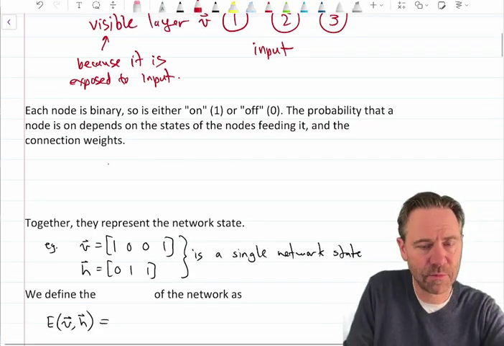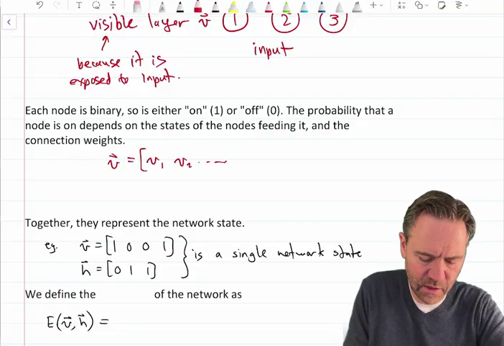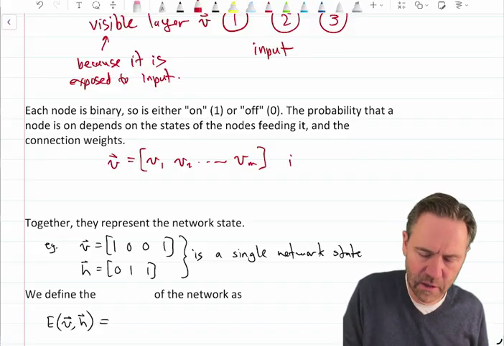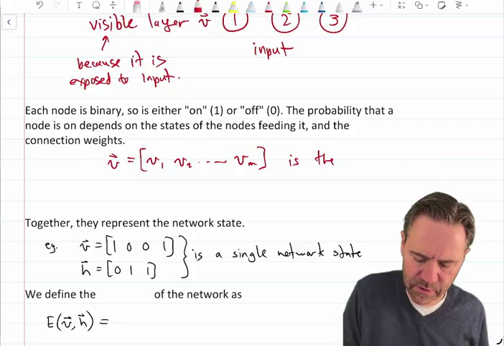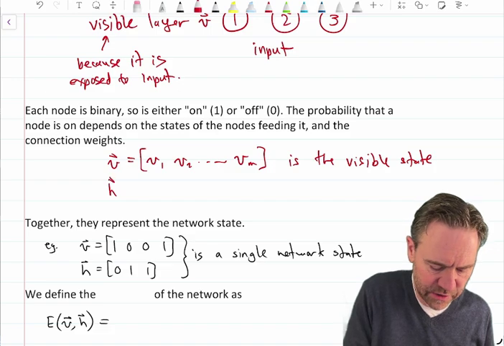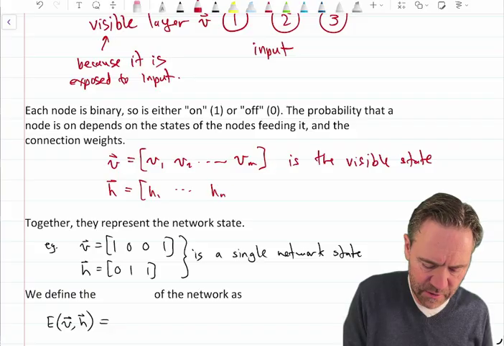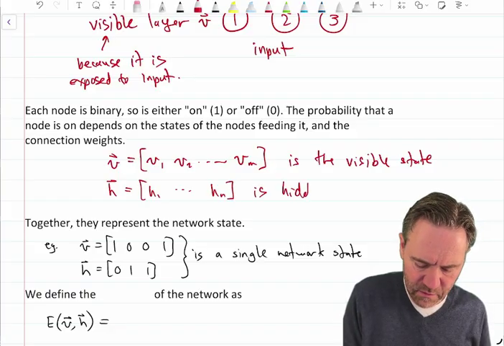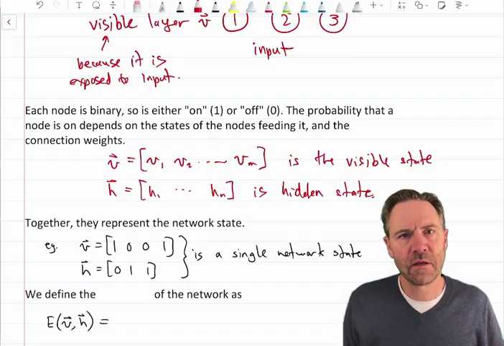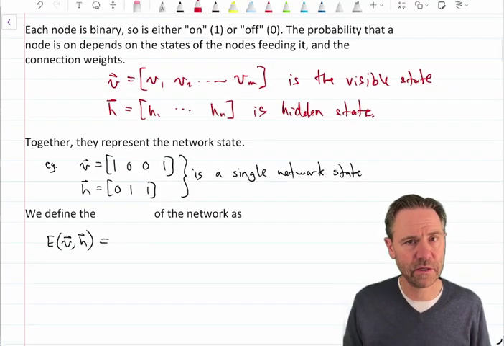Let's be a little bit more explicit about our nodes here. We've got V1, V2, and up to VM, the visible state. H is the hidden state, a vector, H1 up to Hn. Together, the visible and the hidden state represent the whole network state.